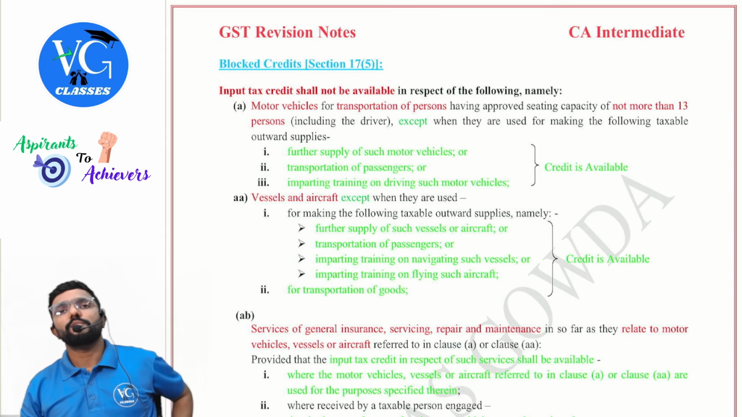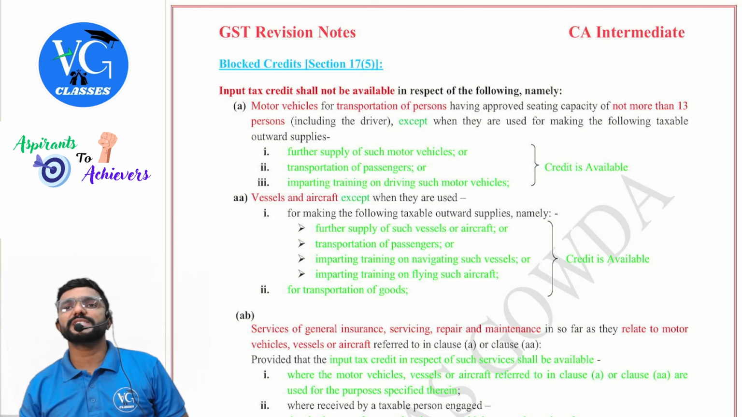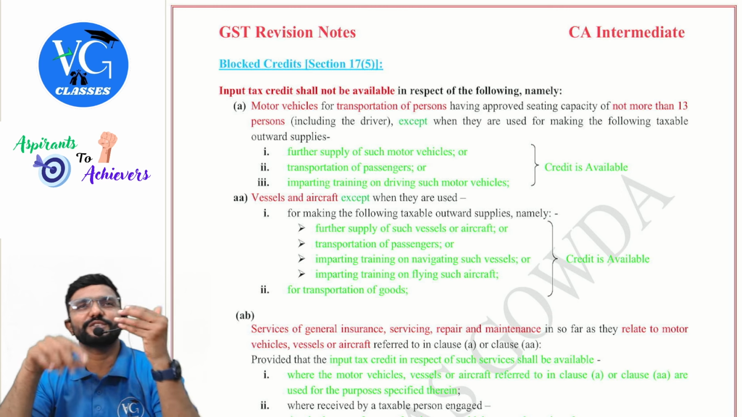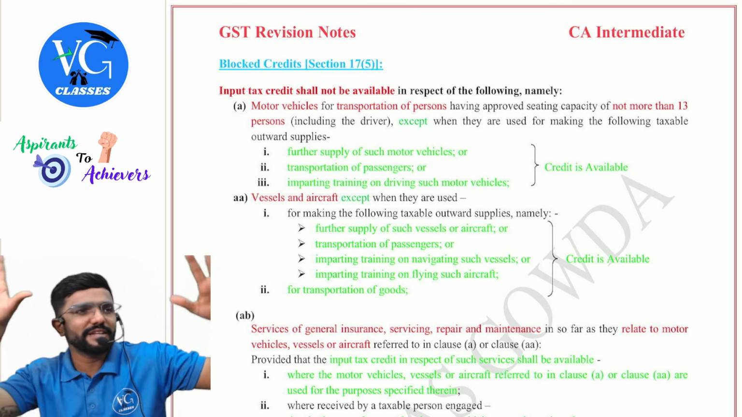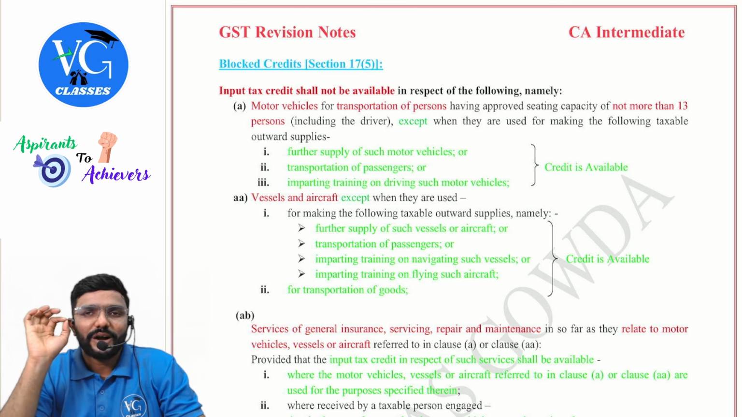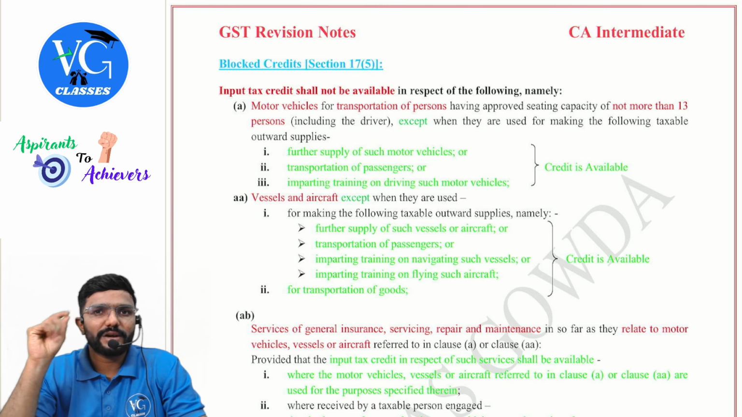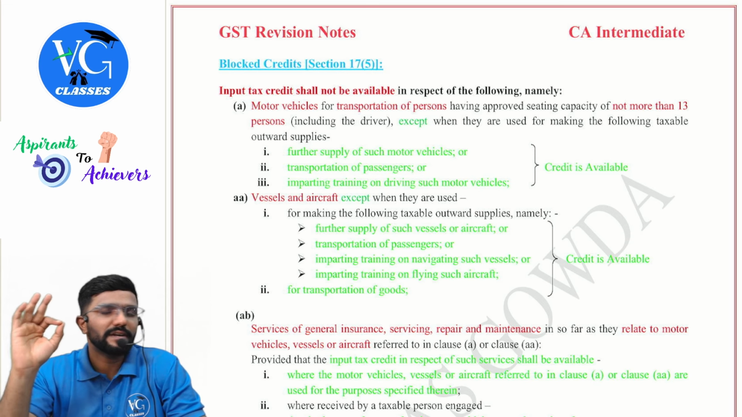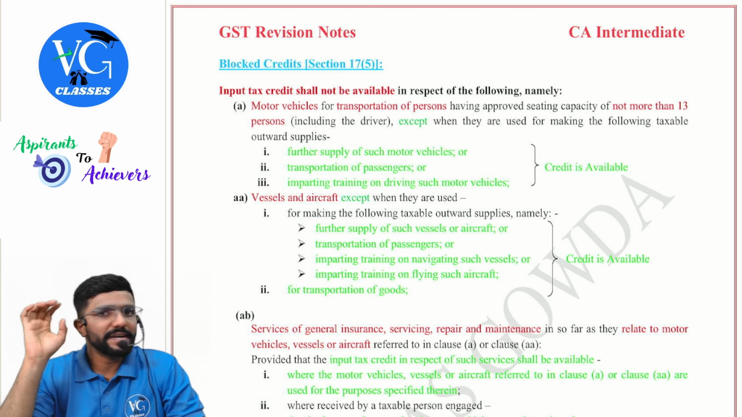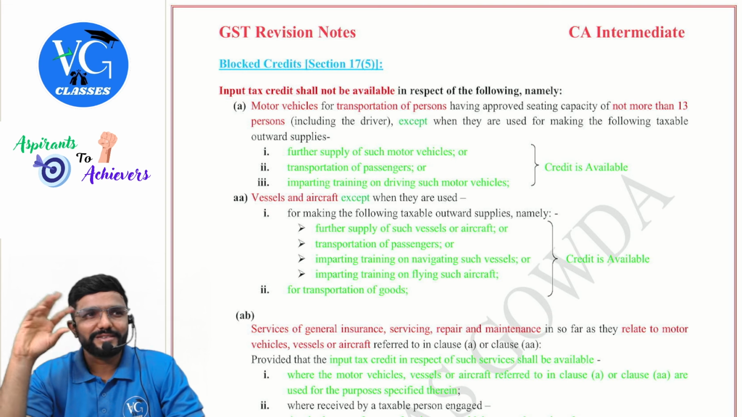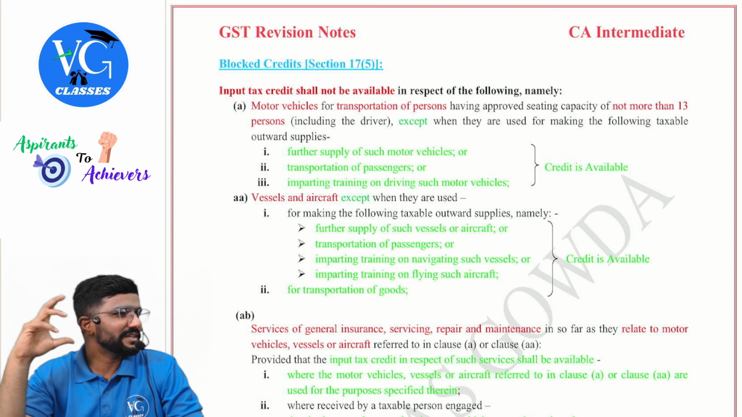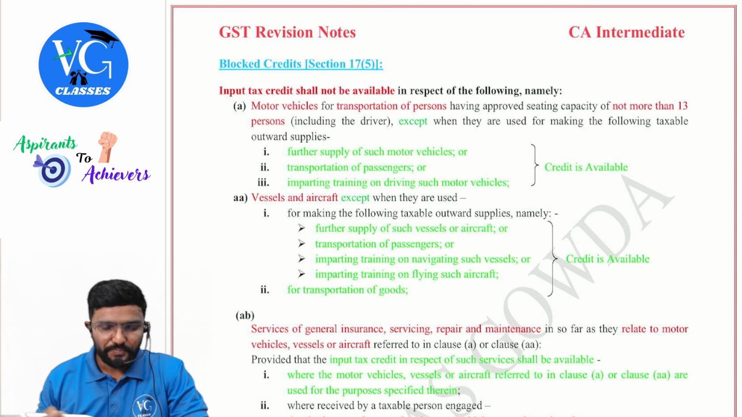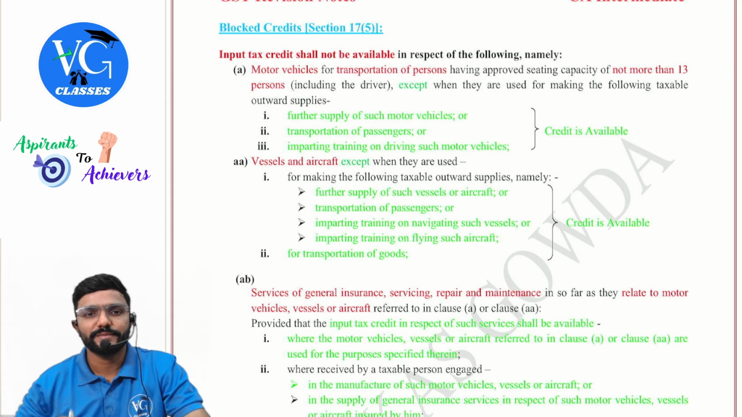Blocked credit. Blocked credit means in the following cases credit is not available. Guys, see here, especially students will get confused because they are told credit is not available excluding other than the following and all. So what I have made is, whenever credit is not available, I have highlighted in red color. Anything I have given in green color, that means credit is available, guys. Because there is other than, except that, this and all, you will tend to get confused. So remember like that. Yeah, let us start with.